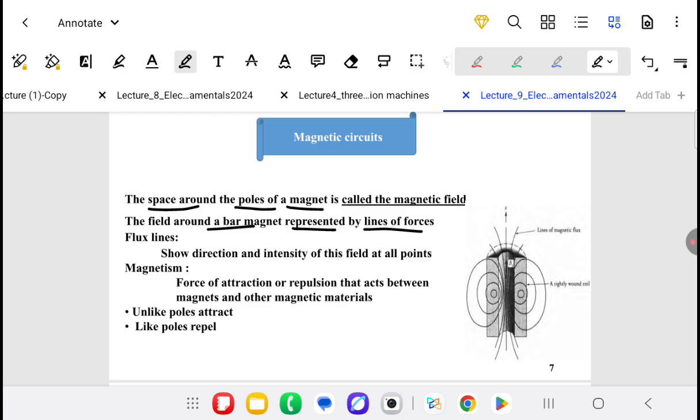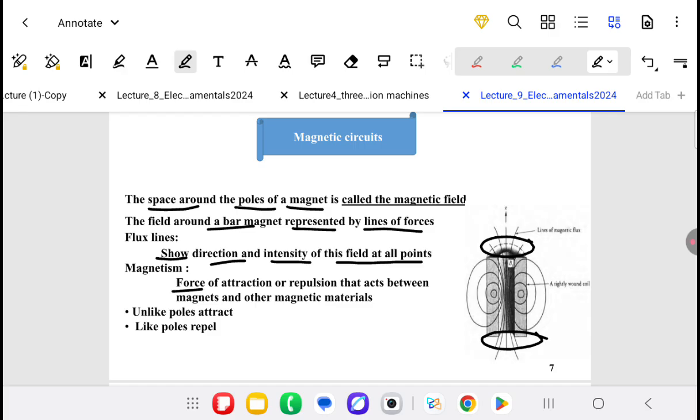The flux lines, which are shown here, show the direction and intensity of this field at all points around the magnet. The lines are denser at each pole, the north and south pole, and as we go away from the poles, the number of flux lines decreases.